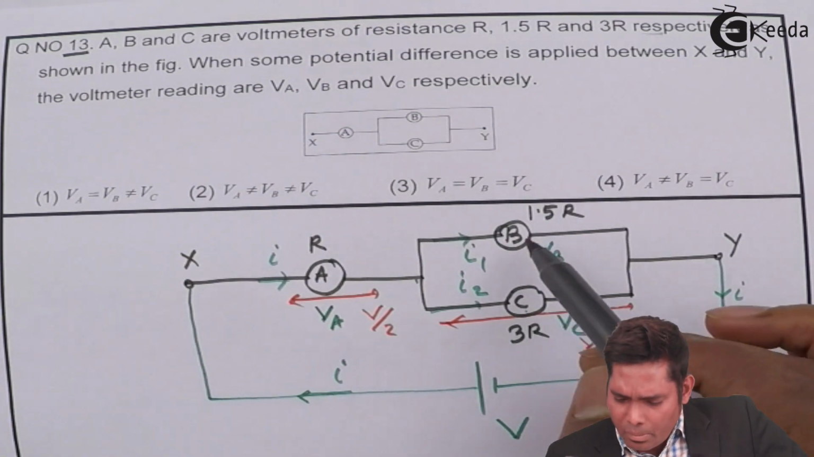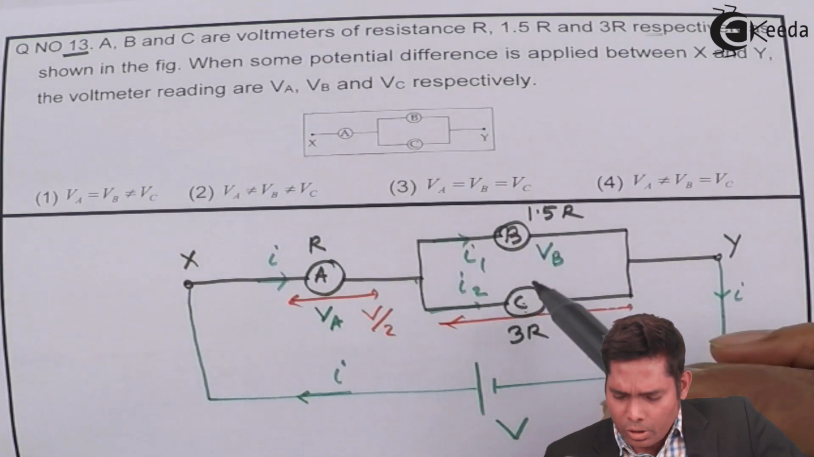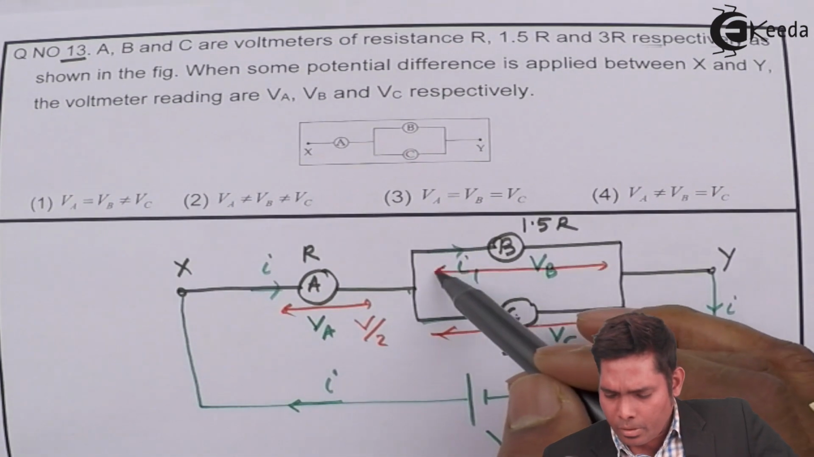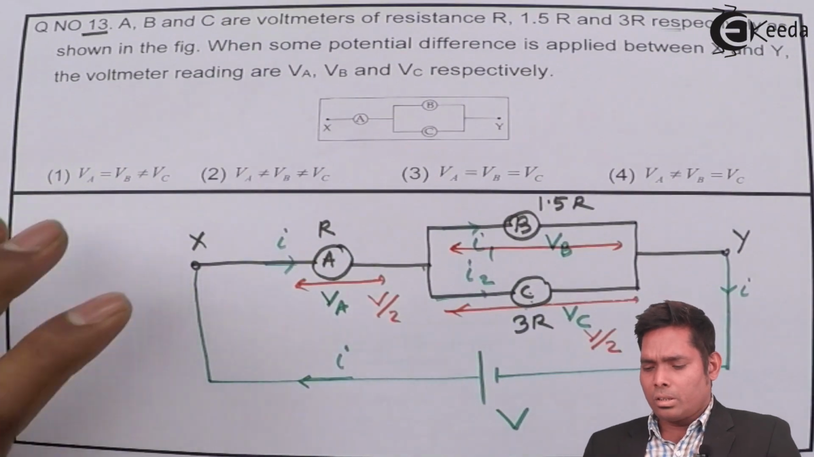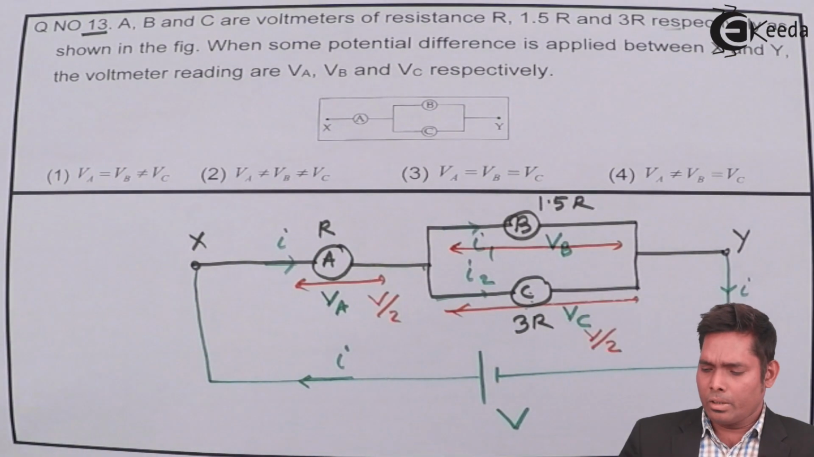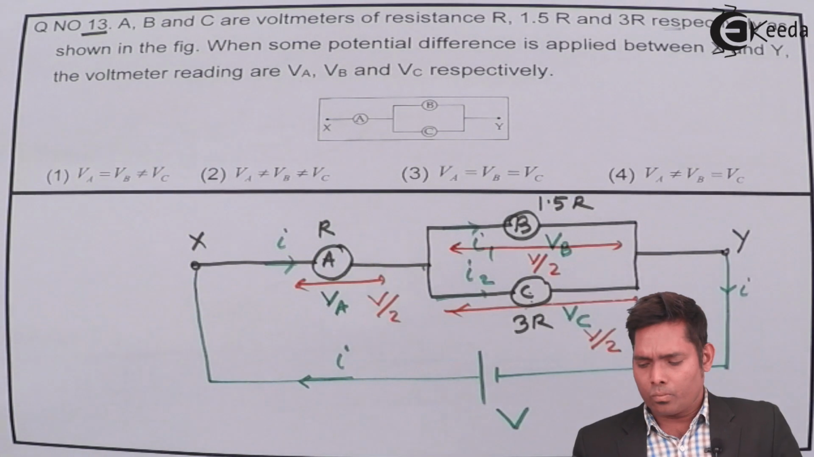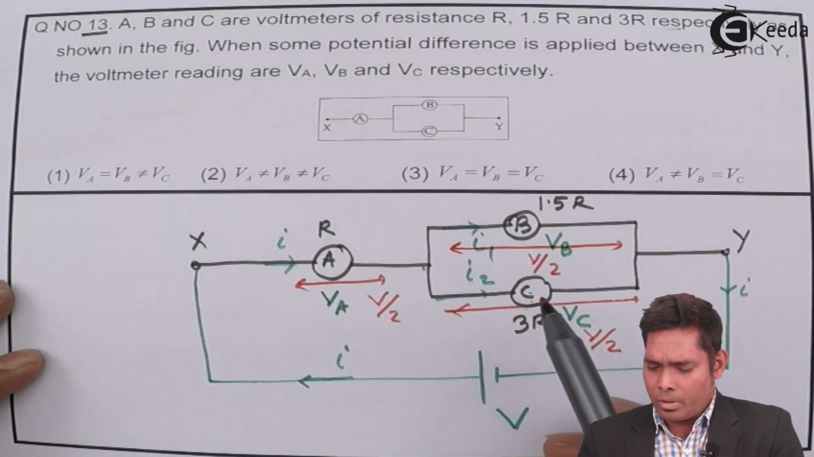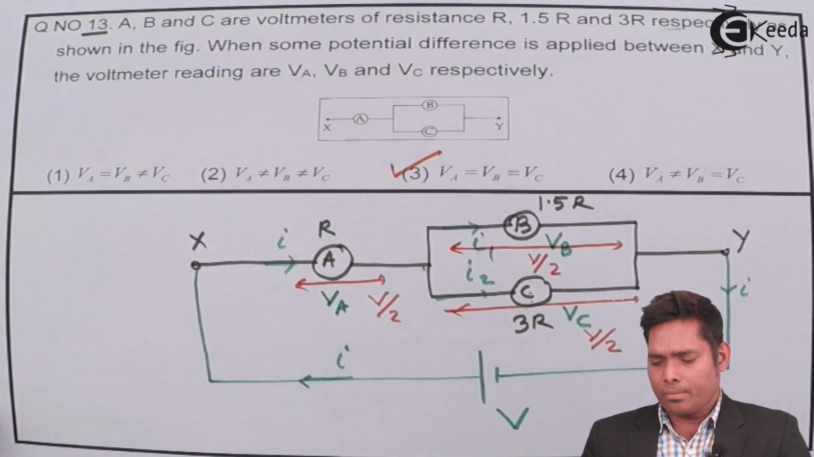But because these two are in parallel, the voltage drop here and here will be the same, because in a parallel combination the same voltage will be dropped across each. So here also it will be V over 2. That means in all three the voltages are the same. So therefore option number 3 is correct.